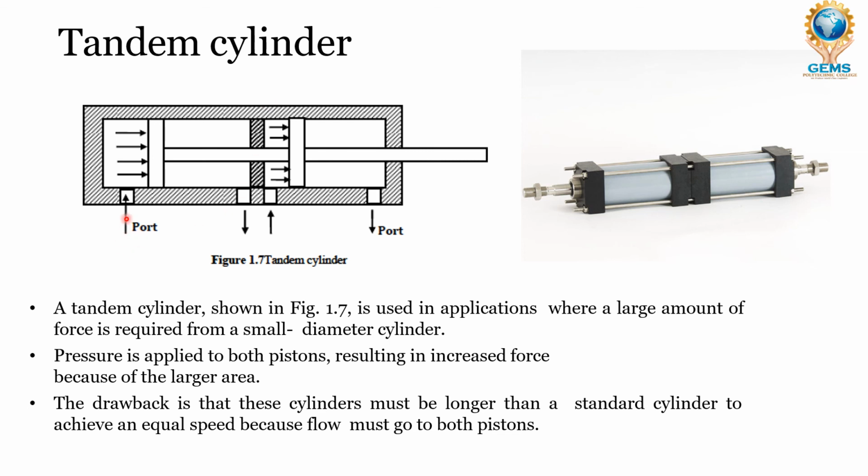The pressurized fluid from the tank goes through this port as well as this port, resulting in increased force because of the larger area. The drawback is that this cylinder must be longer than a standard cylinder to achieve an equal speed, because flow must go to both the pistons. We can consider it a smaller diameter cylinder, but the length will be longer, it will not be shorter.